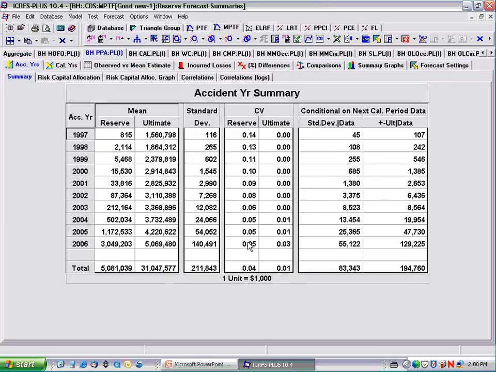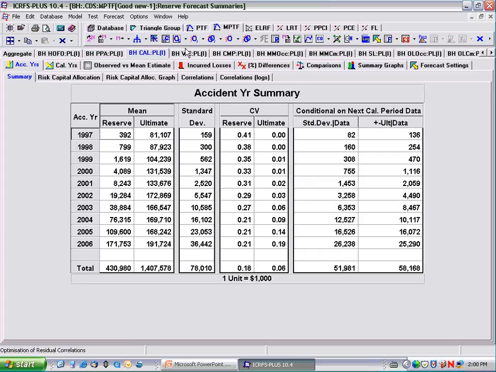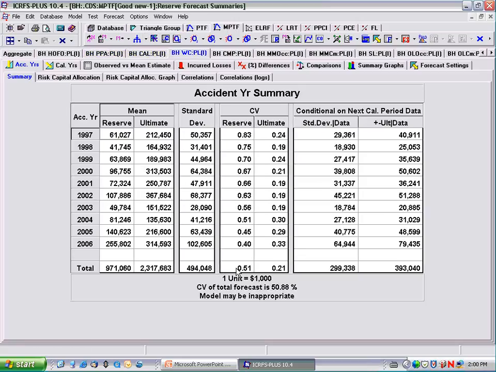24%, 4%, 18%, 51%. Now, all these we can actually see in a graph.